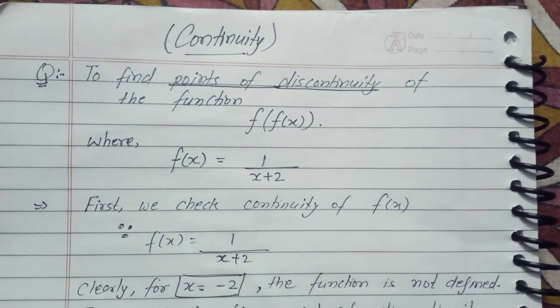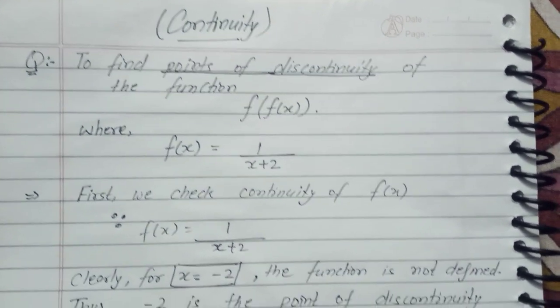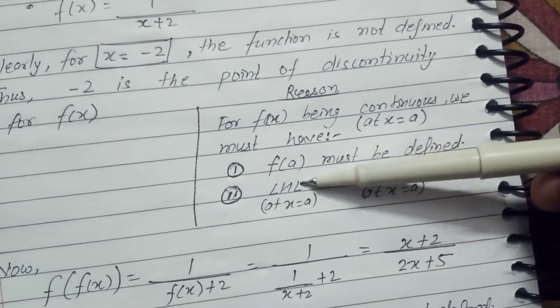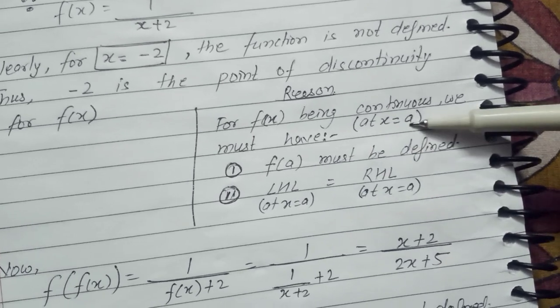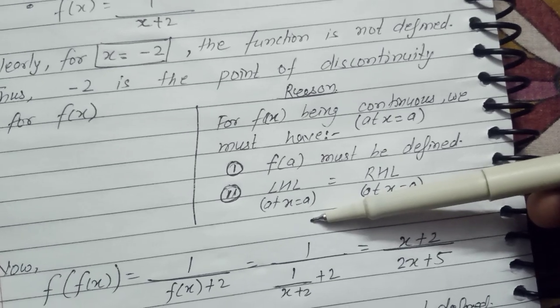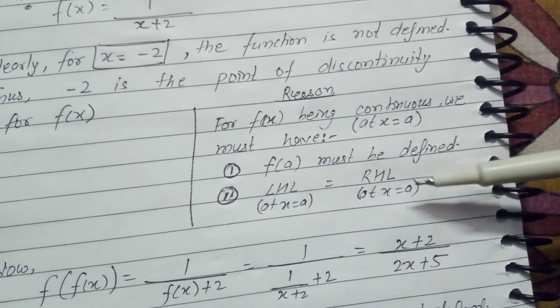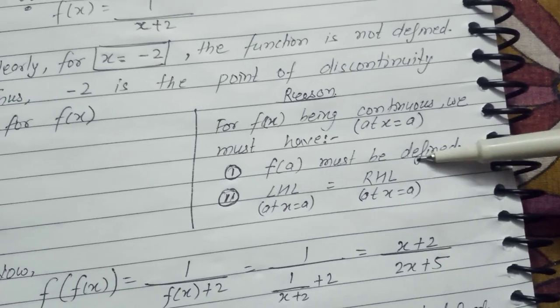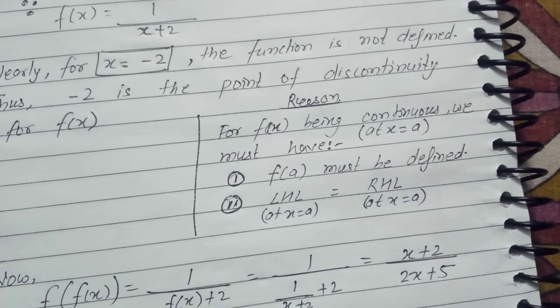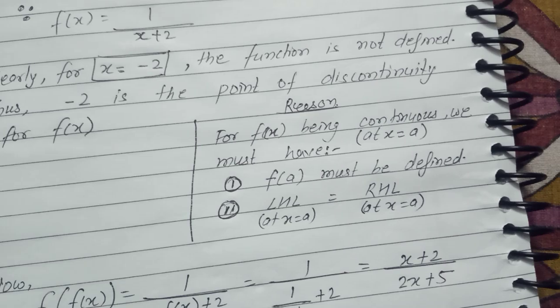As we know, any function is said to be continuous at a point a if it has these two conditions. First, the function must be defined at the given value a, and second, the left hand limit at x equal to a must be equal to the right hand limit at x equal to a. If both of these conditions are satisfied, then this function f(x) is said to be continuous at point x equal to a.